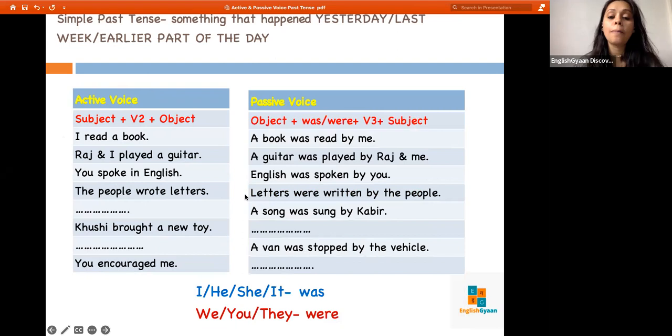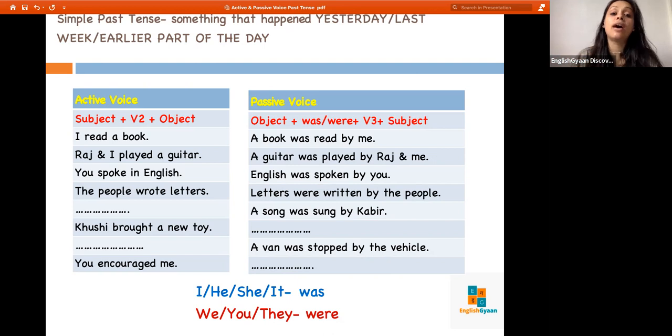The passive, the formula is going to be object plus was, were plus V3 plus subject. I read a book, was read by me. So I read a book is मैंने किताब पढ़ी थी. A book was read by me. मेरे द्वारा किताब पढ़ी गई थी.